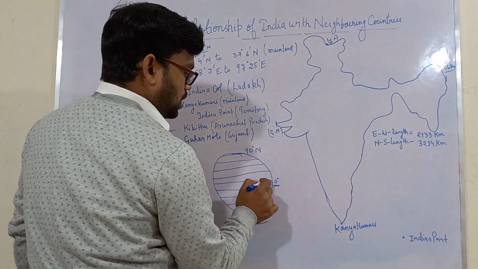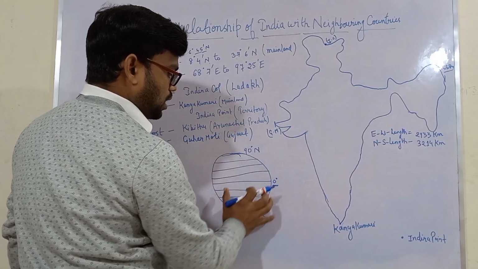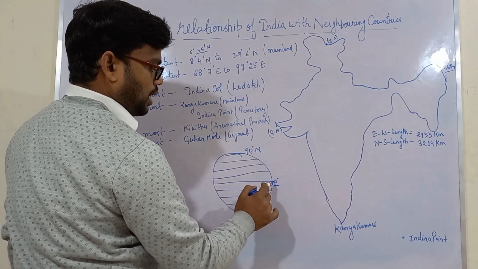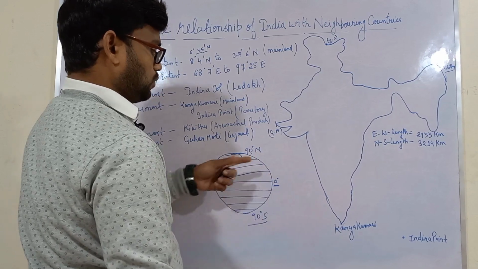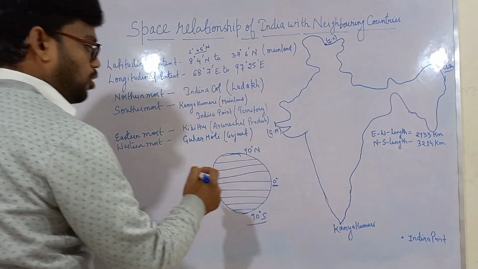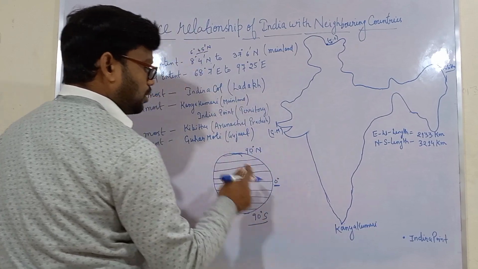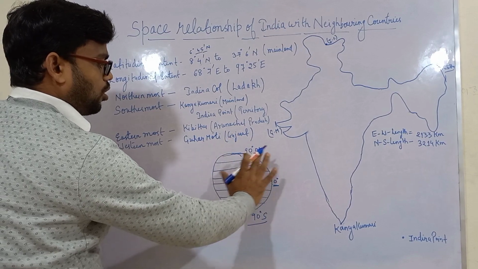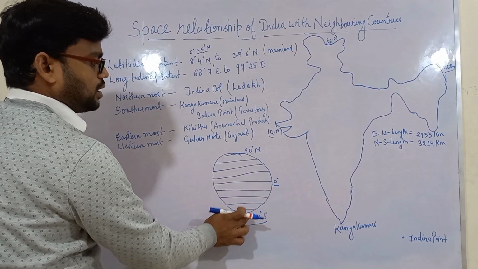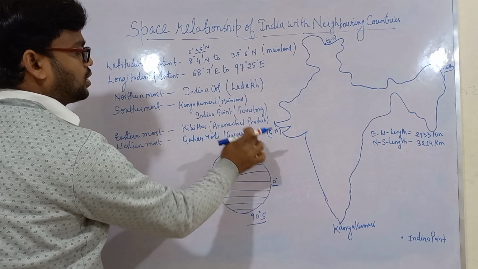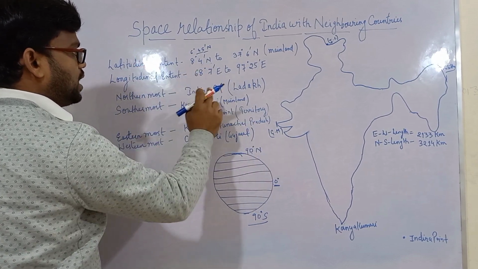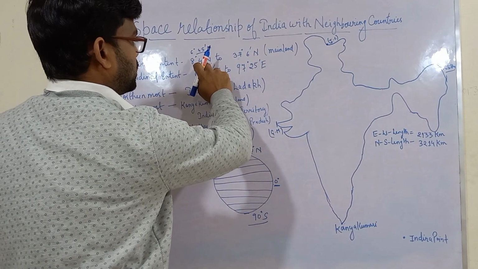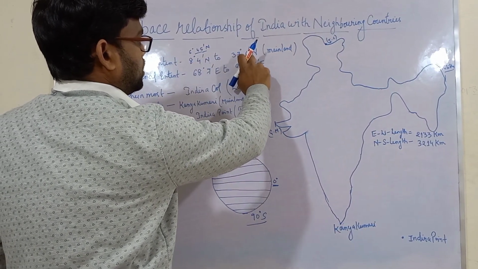So we see here that the whole earth has been divided into a total of 180 degree latitude: from 0 to 90 degree south, and from 0 to 90 degree north. All the countries lie between this 90 degree south to 90 degree north latitude. And where does India lie? India lies between 8 degrees 4 minutes north to 37 degrees 6 minutes north.